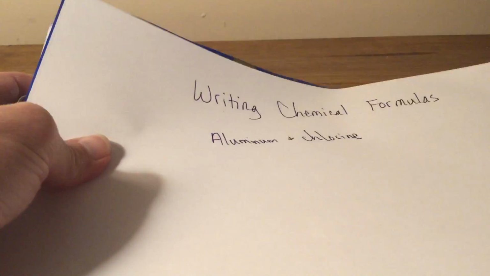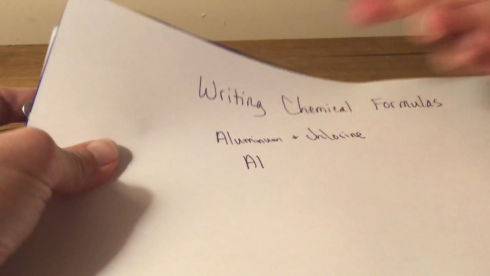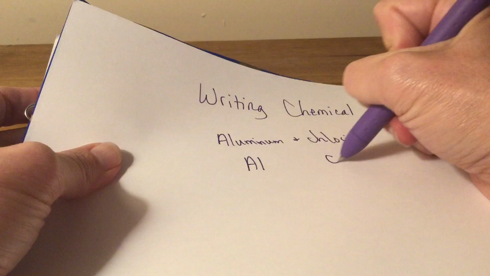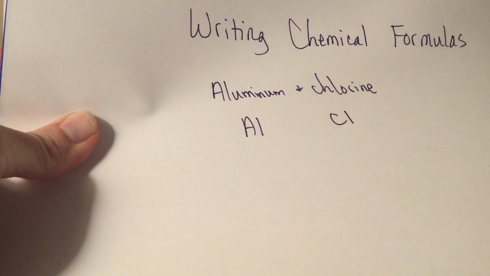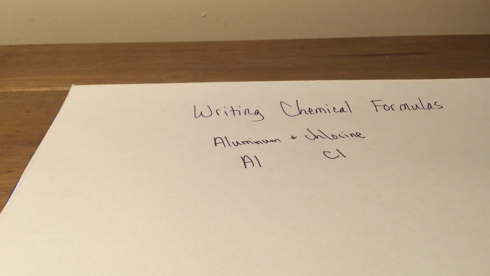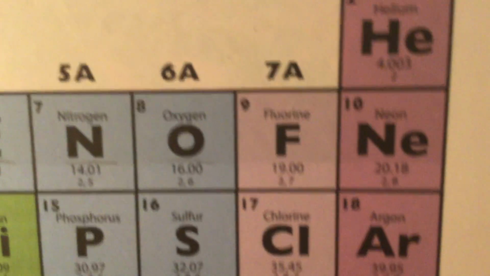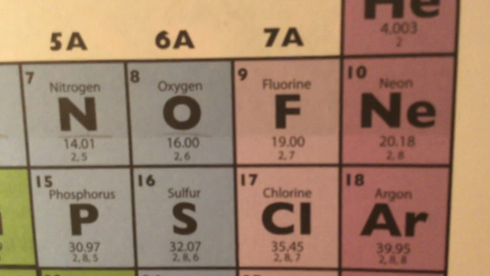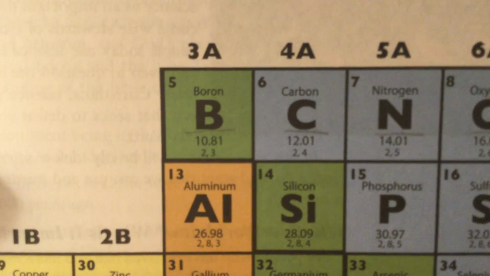So first thing we're going to do is find the chemical symbol for each. Aluminum is Al on the periodic table, and chlorine is Cl. The other thing we're going to determine is the oxidation number, or how many electrons will they give or take. So I know chlorine on my periodic table is in group 7A, which means it's going to take 1 electron. And aluminum is in group 3A, which means it's going to give 3 electrons.